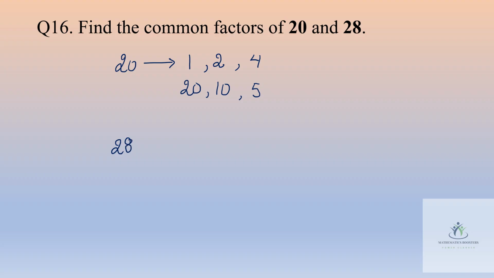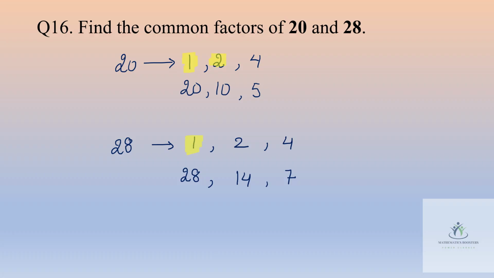Check for next, 28. 1 is a universal factor. 1 into 28 is 28. Move to next. We'll use 2 because 28 is an even number. 14. Next, 3 is not a factor. Then 4. 4 into 7 is 28. 5 is not a factor. 6 is not a factor. 7 is already there. Now check which are common. 1 is common.